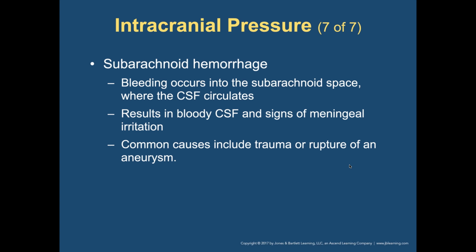All right, and then we have subarachnoid hematoma. Bleeding occurs into the subarachnoid space. This is that spiderwebby area, remember, where the CSF circulates. This results in bloody CSF and signs of meningeal irritation. So you're going to have a lot of pain. If there's a skull fracture there, you're going to see some CSF coming out of it. Common causes include trauma or rupture of an aneurysm. So sometimes it may not even be that they got hit. It could just be that they had an aneurysm in one of their vessels.